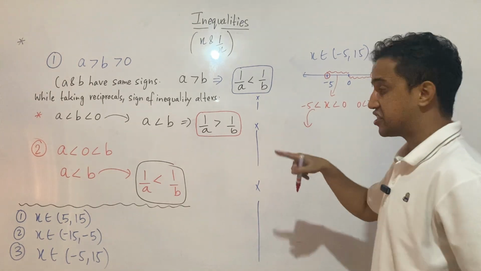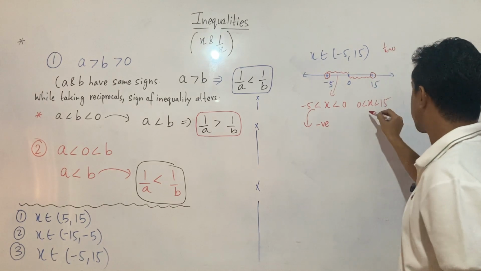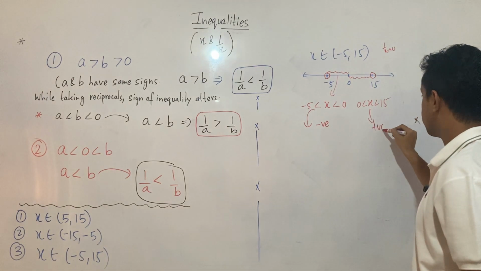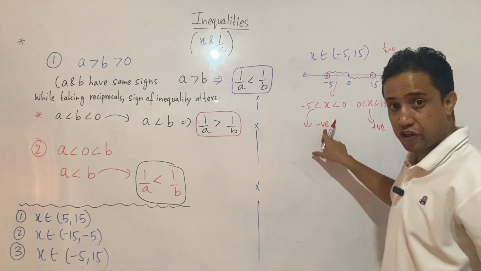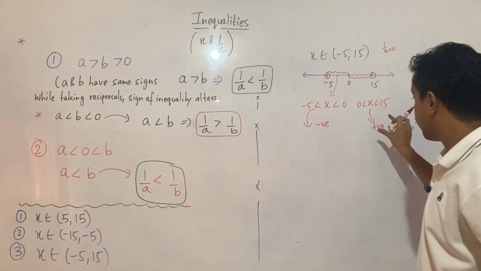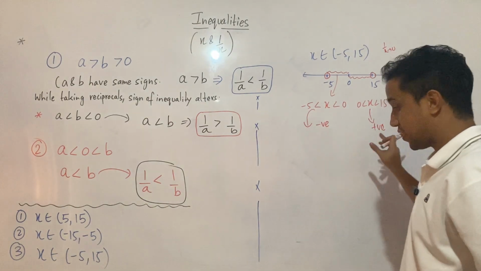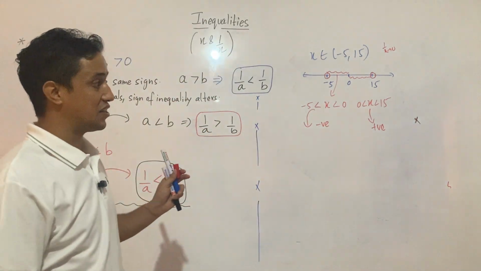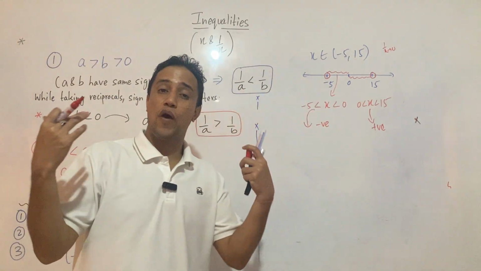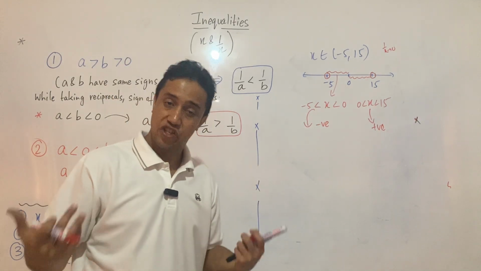In this region, x will take the negative values, right? Negative values. And in this region, x will take the positive values. Now see here, both the values in this region are going to be negative. Both the values are going to be positive. Same signs. In both the cases, you will see the same signs on both sides of inequality. So when you take the reciprocals, the sign has to change.